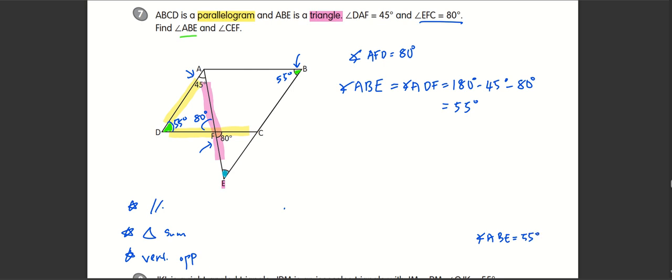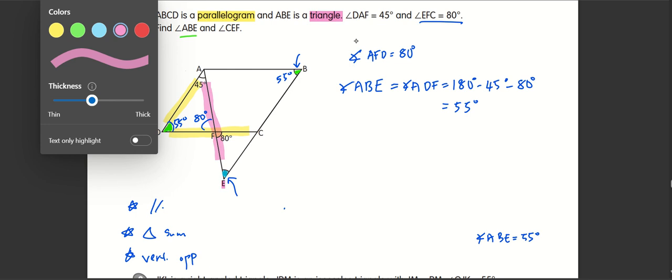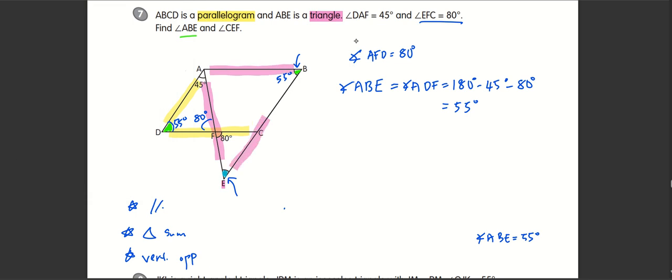Then let's move on to find the next unknown angle, which is here. Let's see what information we have. Okay, we need the large triangle now, the pink triangle ABE. And you have angle ABE given also. So I need to know this one here, and then I can find angle CEF that is required.